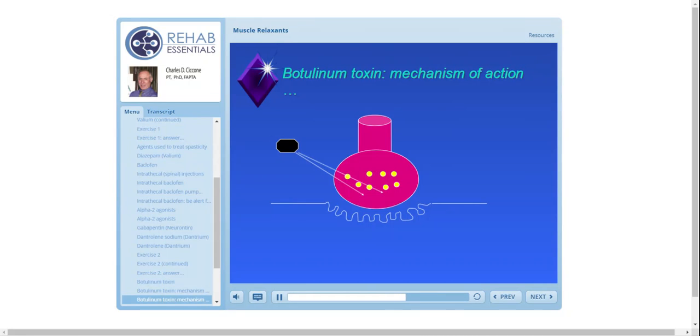And if the proteins are not there, when an action potential does arrive at the presynaptic terminal, nothing happens. You can't release the vesicle or fuse the vesicle without those proteins. So that's how botulinum toxin inhibits skeletal muscle function.